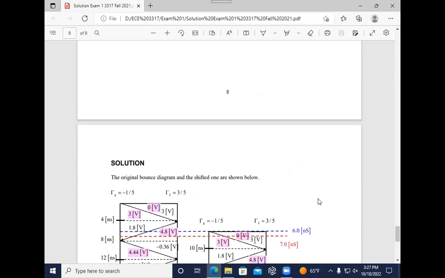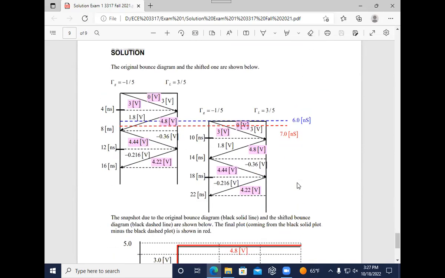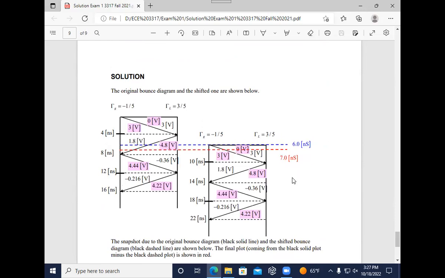Let me verify it. Okay, the pulse is 6 nanoseconds and we make the snapshot at 7 nanoseconds. So that's the red dashed line. That's the time we're observing, 7 nanoseconds. So the blue is 6, and then this is 8. So it's supposed to be halfway in between. So the red line is halfway between this point and this point. Right there. And so that means that on the first bounce diagram, this intersection point right here is going to be 1/4 across the diagram. So 1/4 down the line.